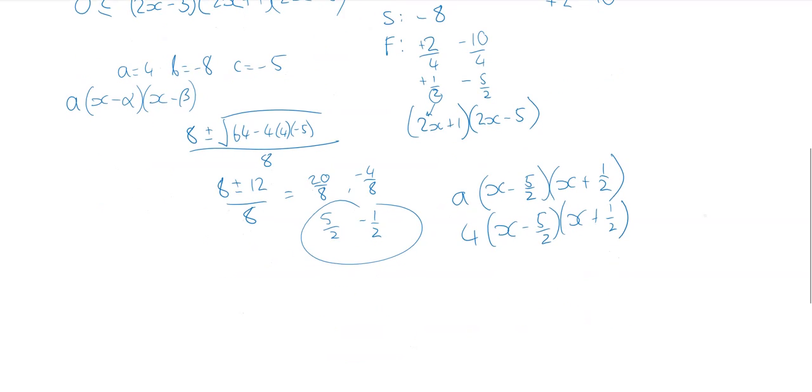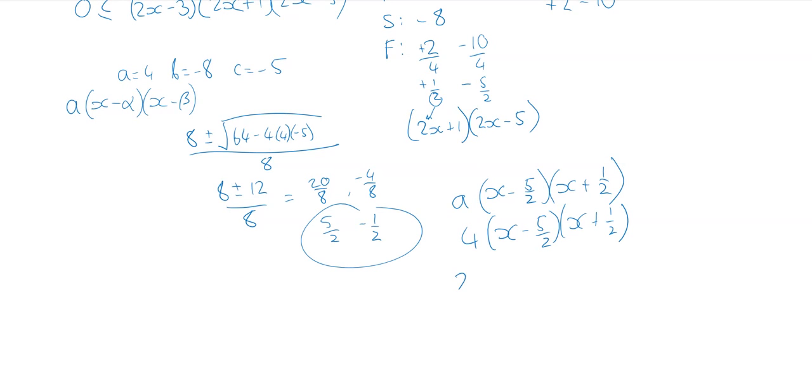So let's multiply that 4 in, kind of split it into 2 times 2, and multiply 2 into each one of these. I'm going to multiply 2 into the first one, I'm going to get 2x minus 5, and 2 into the next one, I'd get 2x plus 1.